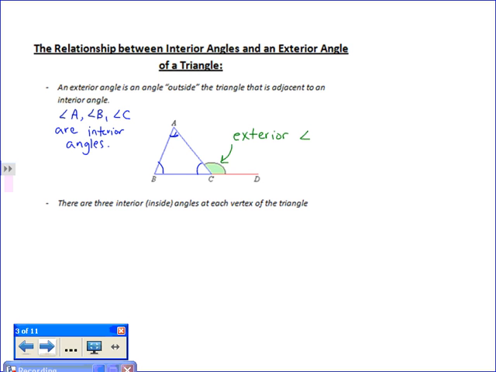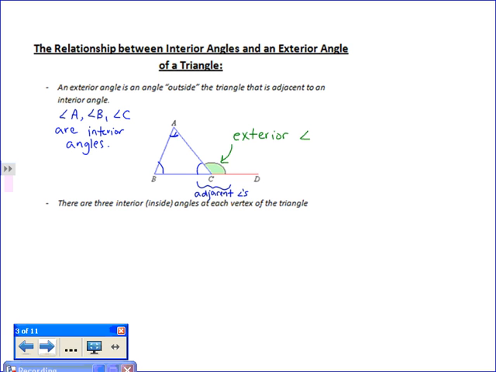Angle C and our exterior angle, angle ACD, are right beside each other. These two angles right here we would call adjacent, meaning that they're on the same line. They're going to be supplementary angles. The word adjacent means that they're connected to each other. These are called adjacent angles. And it's true that they are also supplementary angles, and they will equal 180 degrees when we add the two of them together.